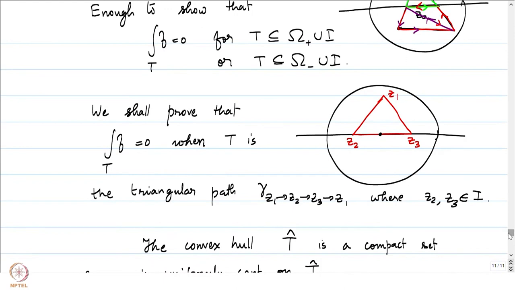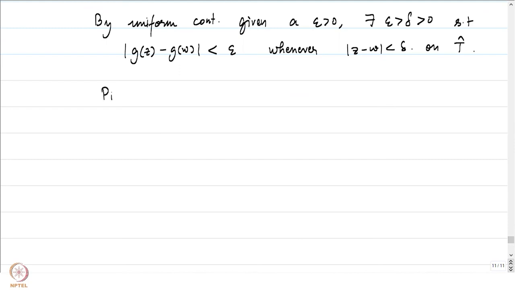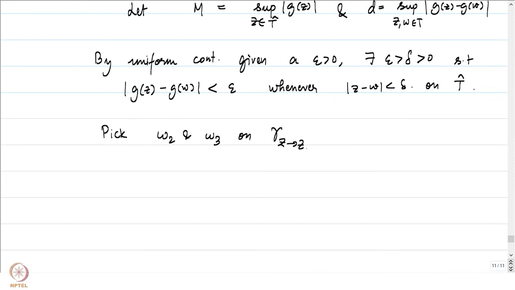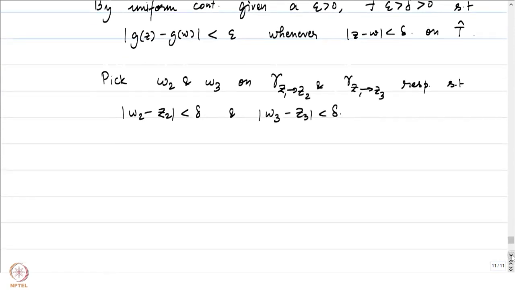Now let us go back to our picture here, and let us pick two points. Let us pick two points in dark green. Let us call the points w3 and w2 here, and connect these two points. How are these w2 and w3 picked? W2 and w3 on gamma z1 to z2 and gamma z1 to z3 respectively, such that the absolute value of the difference of w2 and z2 is less than delta. W2 is at a distance less than delta from z2, and similarly w3 is at a distance less than delta from z3. This is something which we have already picked.